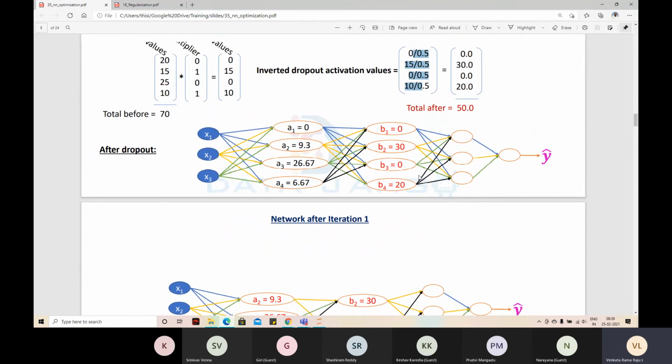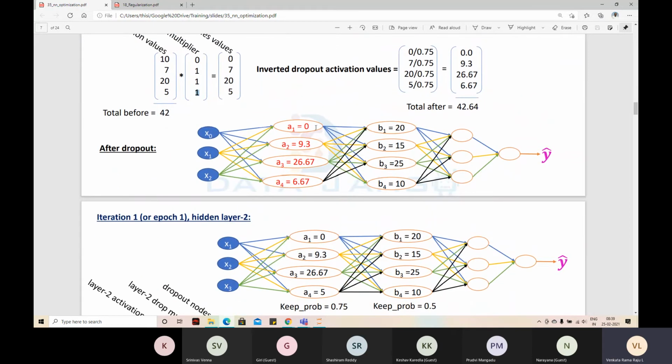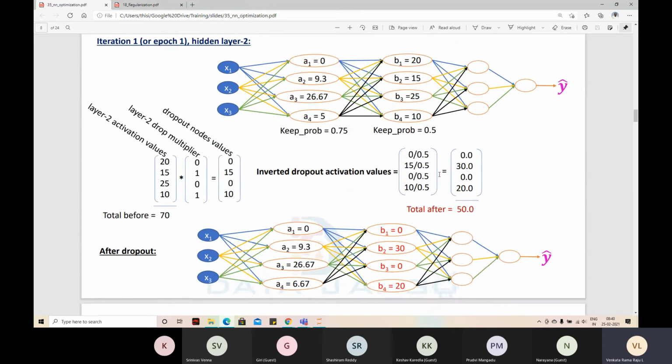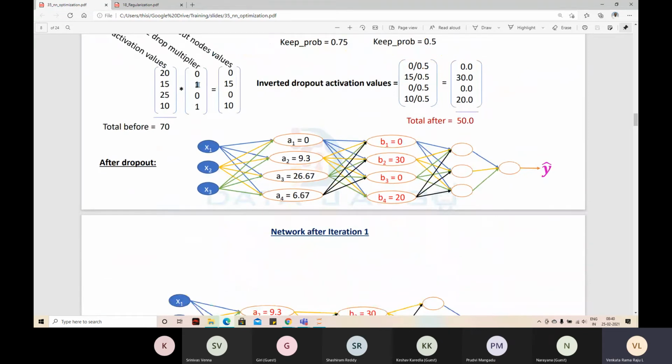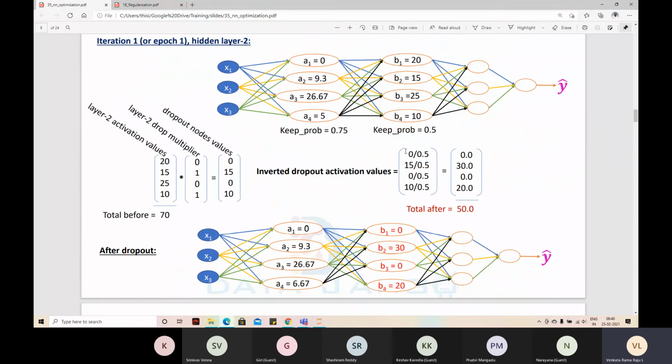In the next iteration, it is actually choosing these numbers randomly. It may make this number 0 and these 3 ones. That time, these weights will work again. In the next iteration, this one may become 0, this one may become 0, but this may become 1 and this may become 1. That time, these nodes will be affected and these other nodes will become 0. Got it? That's a key point we need to understand in dropout regularization.